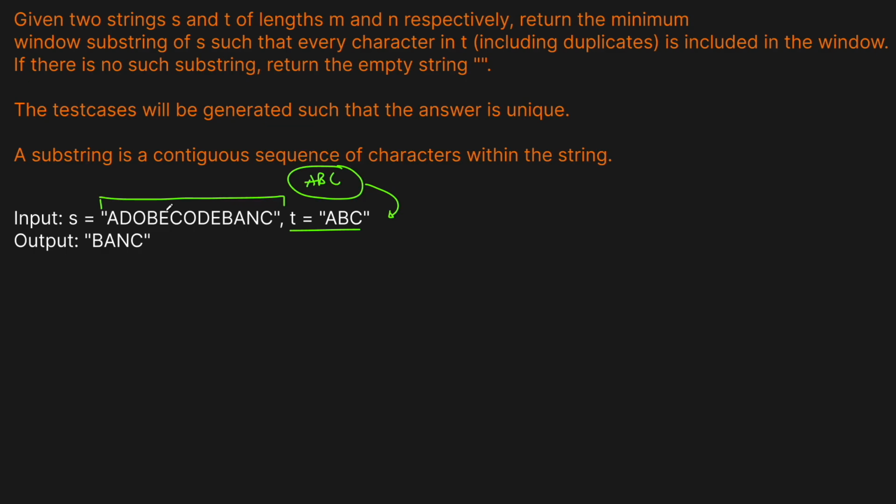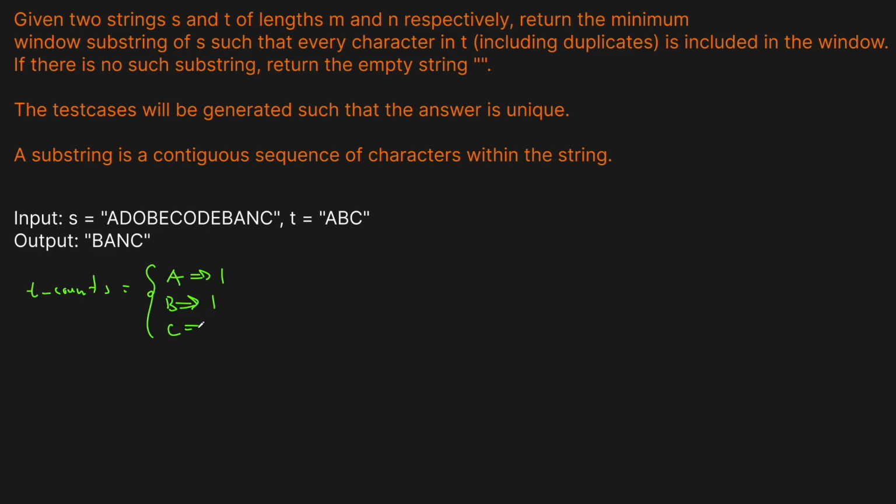So what we want to do is quite simple. First of all, we need to keep track of the exact counts of each character that we must have in our substring. So we're going to have a tcounts dictionary, which is going to keep track of the count of each of the characters that we need. So we have an A here, and it must have a count of at least 1 in our substring. For B, we have the same, and for C, we also want a count of 1.